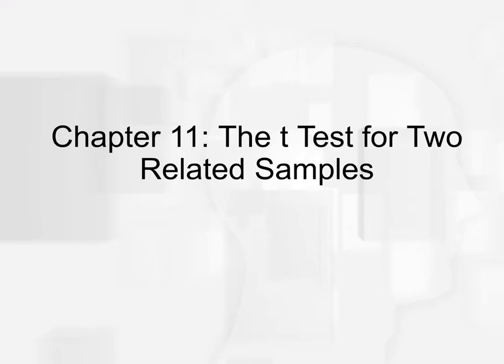Chapter 11 is called a related samples t-test, but another term for it is a dependent samples t-test, to make a distinction between the type of t-test you did in Chapter 10 and the type of t-test you'll be doing in Chapter 11.